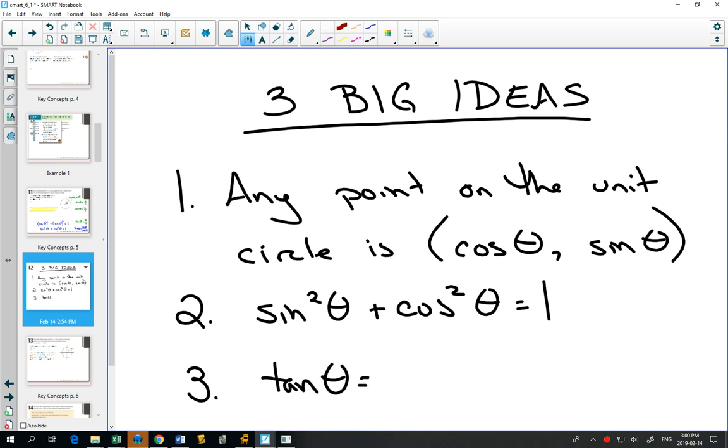So you can put your favorite angle into here, sine of your favorite angle divided by cos of your favorite angle will equal tan of your favorite angle. And that's true of any angle as well.